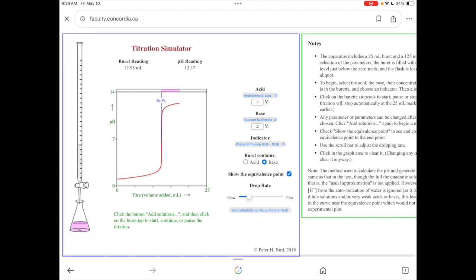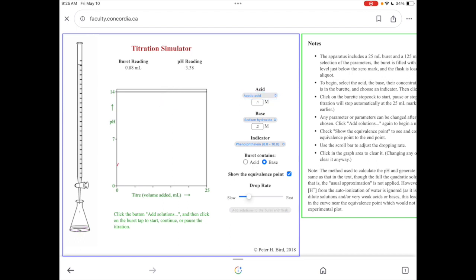Now I'm going to reset the simulator, and instead of hydrochloric acid and sodium hydroxide, I'm going to use a weak acid this time. Acetic acid is a weaker acid than hydrochloric acid is, and the base I'm going to keep the same. Now, because we talked about this, this is now a weak acid strong base combination. And if you remember from the previous slide, we would expect the pH at the equivalence point to not be 7. Let's take a look.